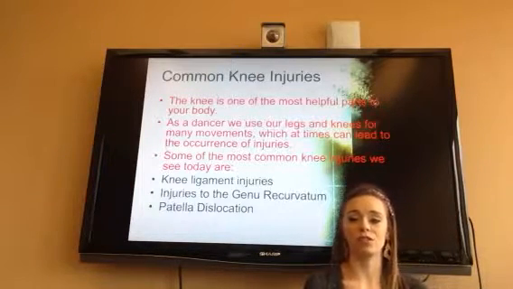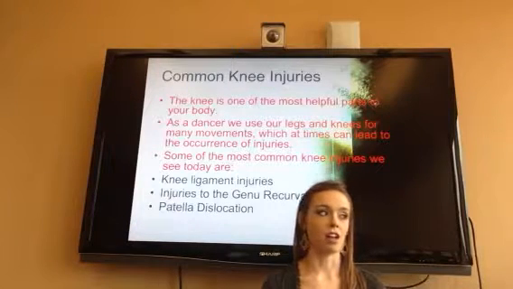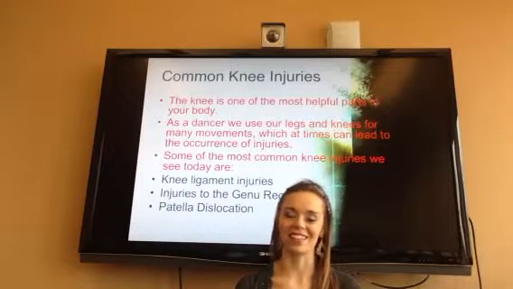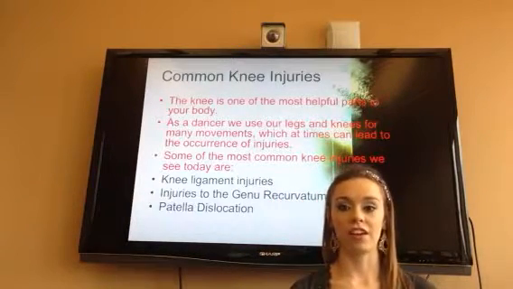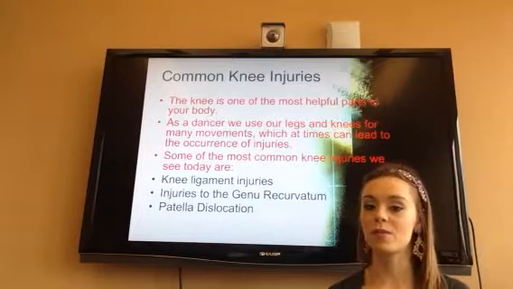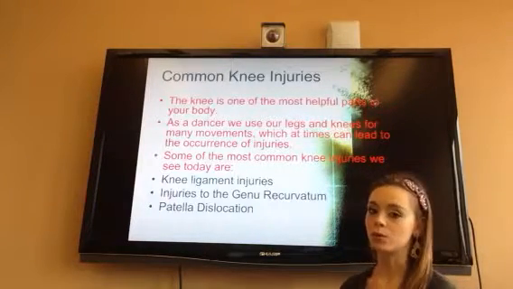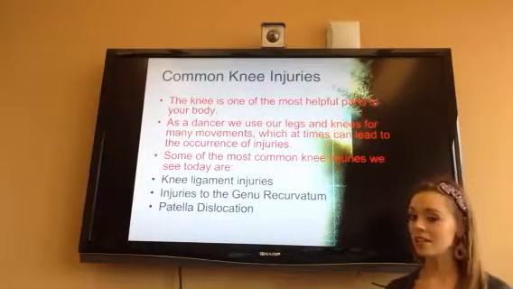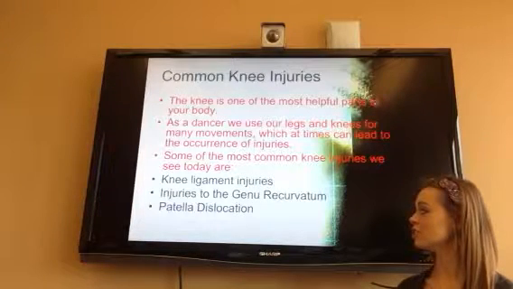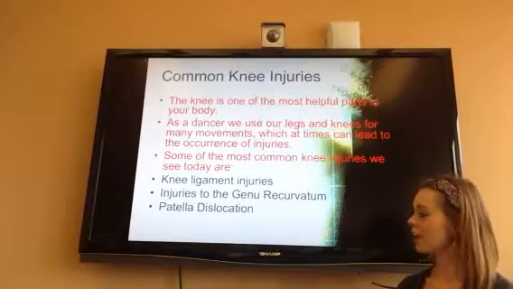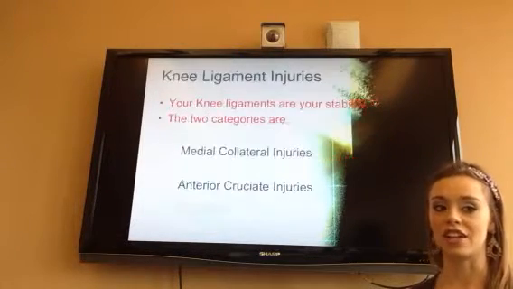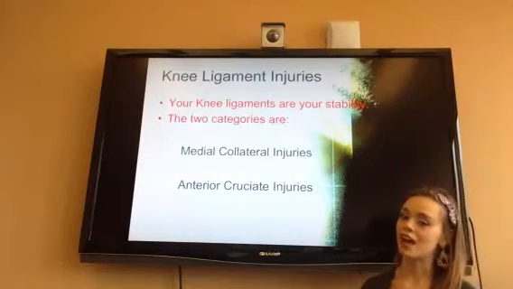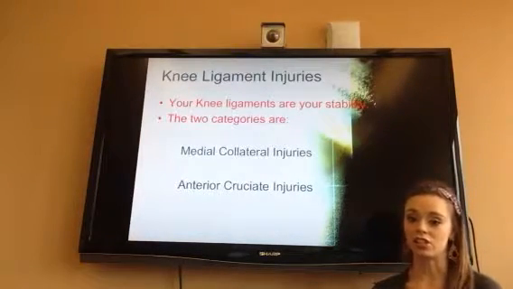Your knee is one of the most helpful parts of your body. It helps you to move, and as dancers, we use our legs pretty much to do everything we can think of. So our knees are very helpful to us in doing our movements, and there are many different kinds of injuries. Some that we see today are knee alignment injuries, injuries to the genu vacuum, and also patella dislocation.